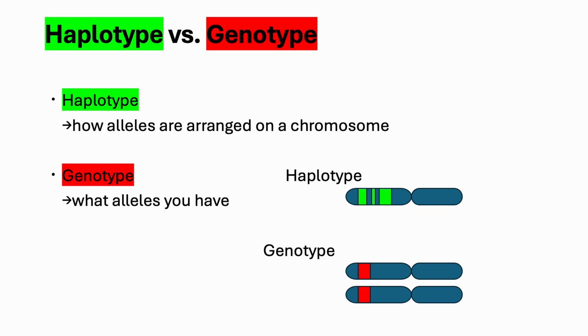A haplotype, on the other hand, represents a set of linked variants located on the same chromosome. It preserves the phase information, meaning it shows which alleles are inherited together. In short, a genotype tells you what alleles you have, while a haplotype tells you how those alleles are arranged on your chromosome.